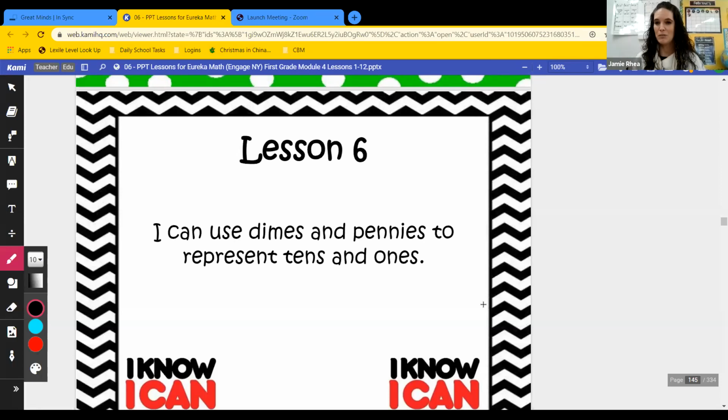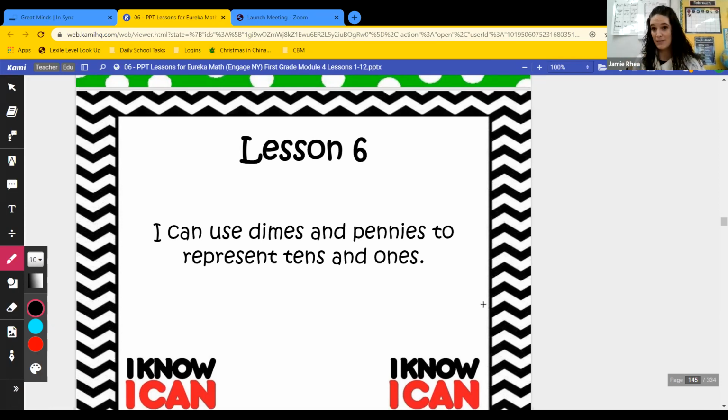Now guys, I don't have any dimes and pennies. I thought I had some. I even had some big ones yesterday. Now I can't find them anywhere. And I looked in my wallet. I have no dimes or pennies. Probably have a ton in my car, but that's okay.